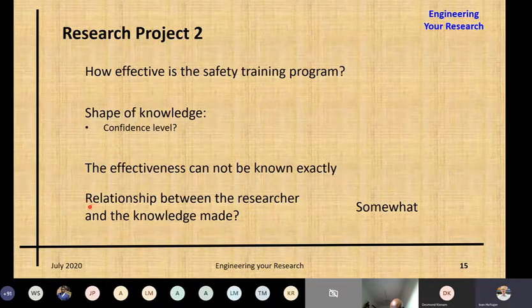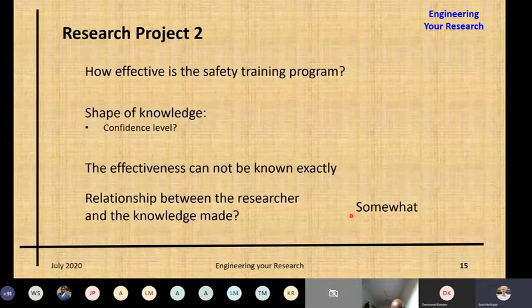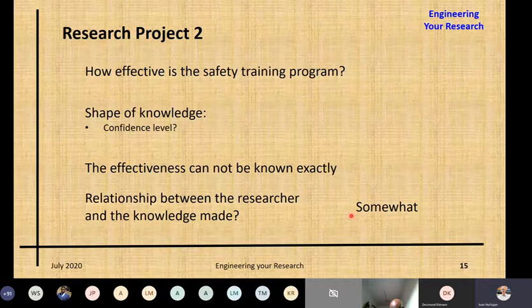Then, the relationship between the researcher and the knowledge being made: is there a relationship between who I am and the result that I get? I'm going to say there's somewhat of a relationship. So let's say, again, Desmond and myself are busy doing this analysis. We're doing this piece of research, and we come from different backgrounds. Let's say Desmond is coming from the background of training, and I'm coming from the background of production. And we need to make all sorts of choices and assumptions during our research.